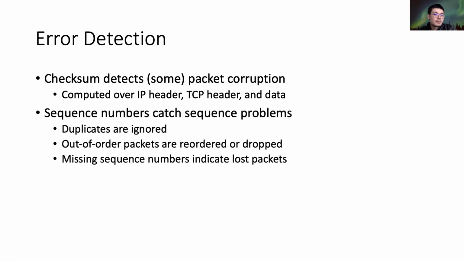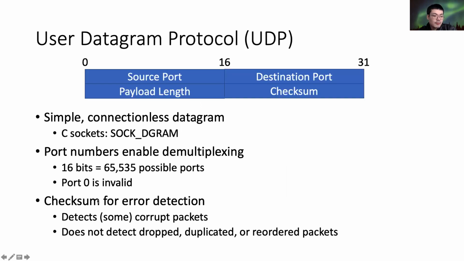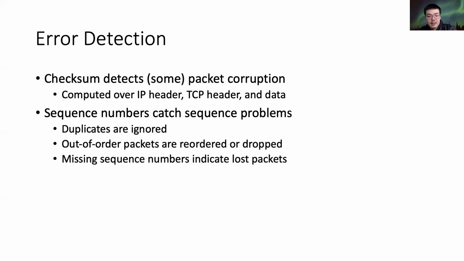And also, sequence numbers can catch sequence problems, right? So this was not a concern, if you remember, in our UDP. In our UDP, we talked about, let me see where it is. Right? It does not detect dropped, duplicated, and reordered packets. This is not an issue if it's not a stream, right? But now we have a data stream. Then this really matters.